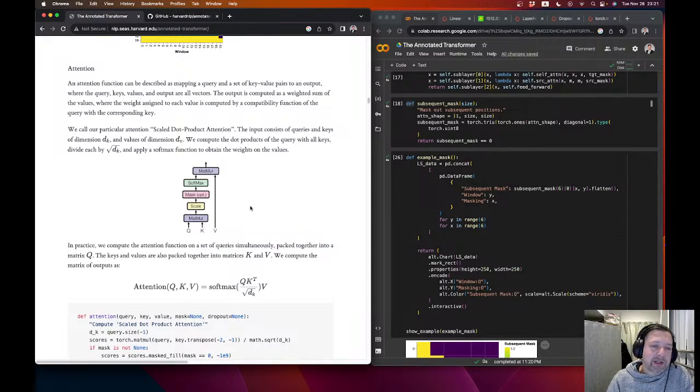So, an attention function can be described as mapping a query and a set of key-value pairs to an output. Okay, so there's some data structure, key-value pairs that we have, and then there's some sort of query that's being executed against that, and we get an output, where the query, keys, values, and outputs are all vectors. So these are just lists of numbers.